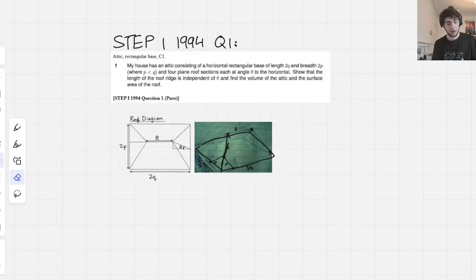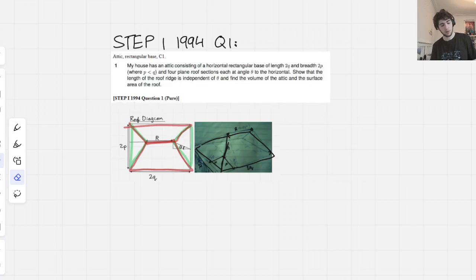Okay, so you have those four plane roof sections. There's two triangles, so that's one and that's two. And then the two trapeziums, so that's one, and that there is two. And each of these is inclined at an angle theta to the horizontal, right? So I think that's best described by this triangle here.